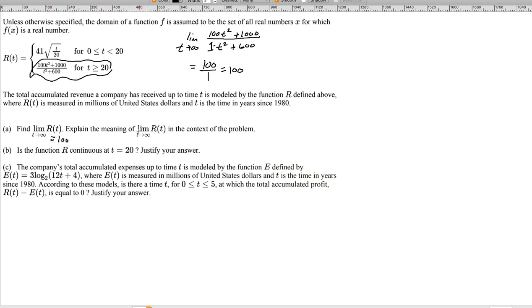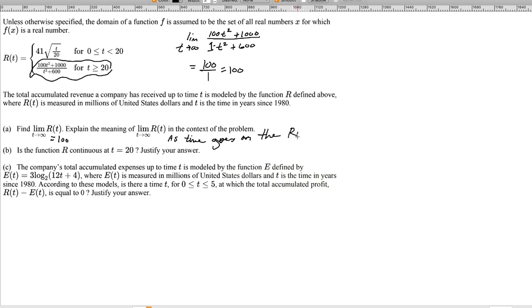Now, explain the meaning of the limit as t goes to infinity of r of t in the context of this problem. It just means that as time goes on, the revenue of this company will never be $100 million or greater than $100 million. It will never get past $100 million. So as the years go on, as time goes on, the revenue will get closer and closer to 100 million.